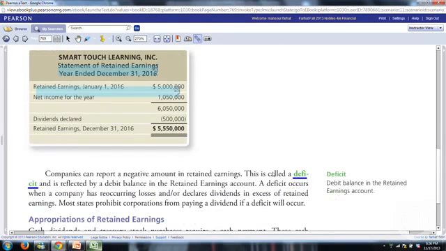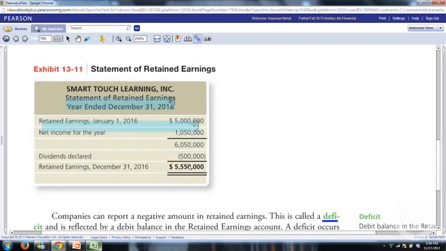Sometimes a company, if over the years they have more losses and dividends than net income, would have what's called a deficit in retained earning. A deficit balance in retained earning is when retained earning is negative. So simply put, let's assume this company that we're looking at right now declared a dividend of $7 million.